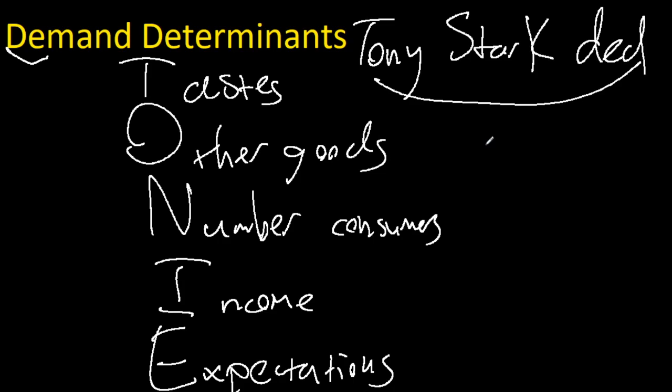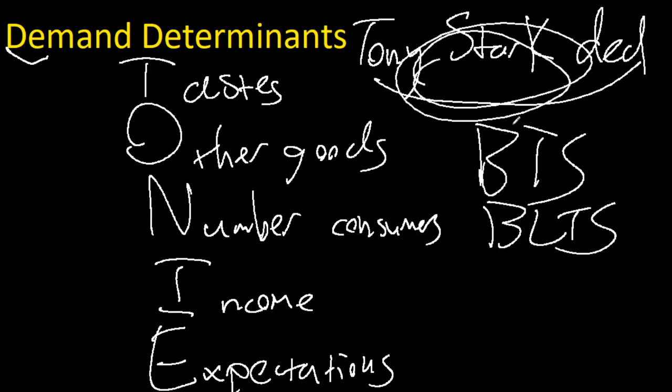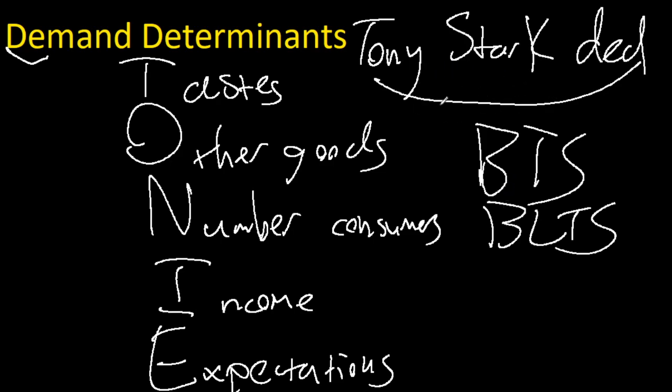For price elasticity of demand, since it's just 3 or 4 letters, then it's a lot easier. So you don't really need any of this, because you already know Tony Stark died, so that's for demand determinants.